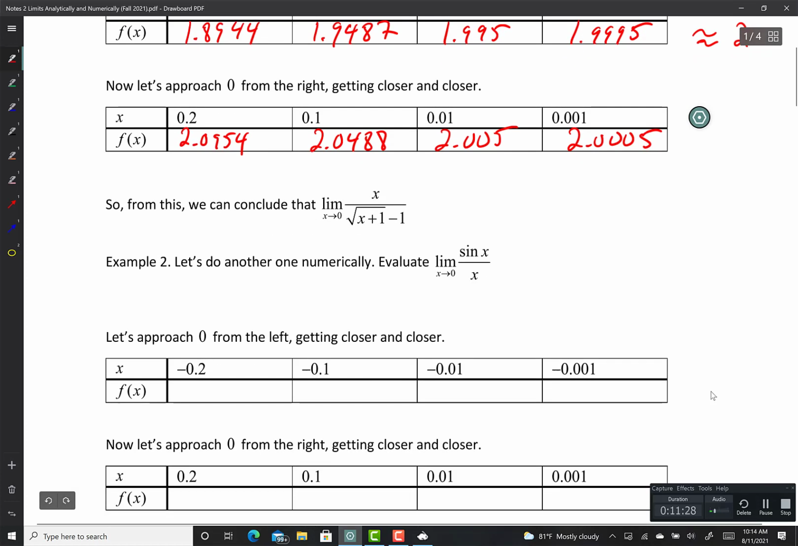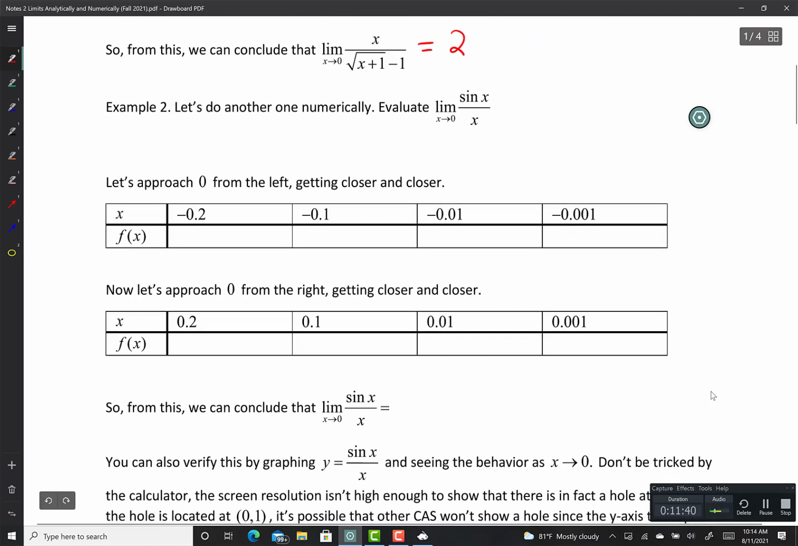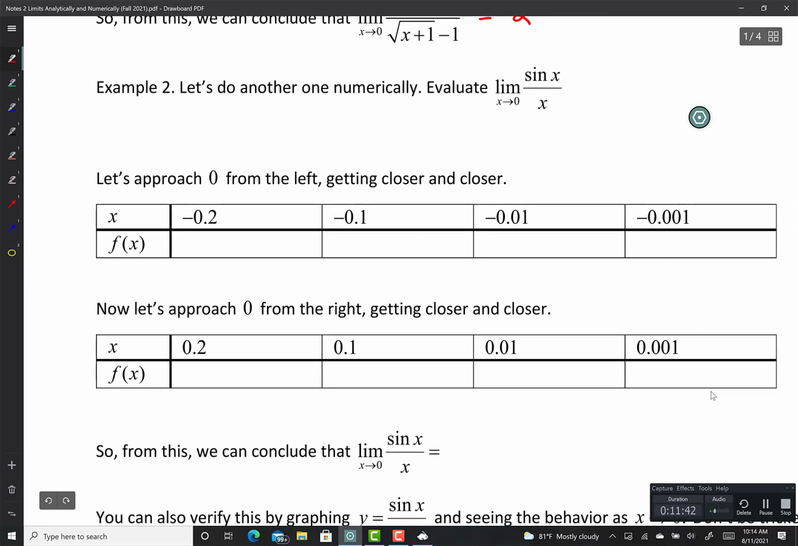All right. So from this, we can conclude the limit as x approaches 0 of x over the square root of x plus 1 minus 1 is equal to 2. And that's it. We're going to do the same thing with sine x over x.